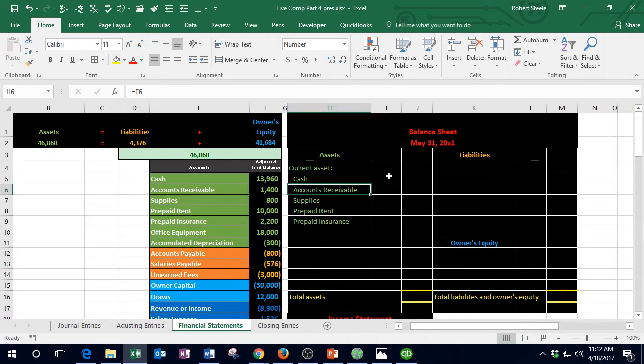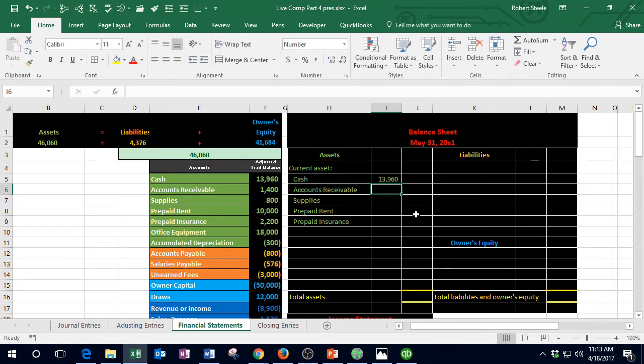I'm going to go to the cash, and I'm going to go in I5. I'm going to be in the inside, not the outside, not because it's a debit, but because that's the format in terms of plus and minus. And we're going to say that that equals and point to this 13,960 and enter. So we just pulled that over.